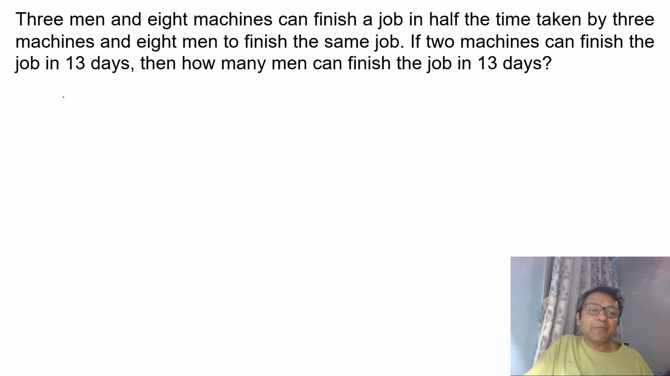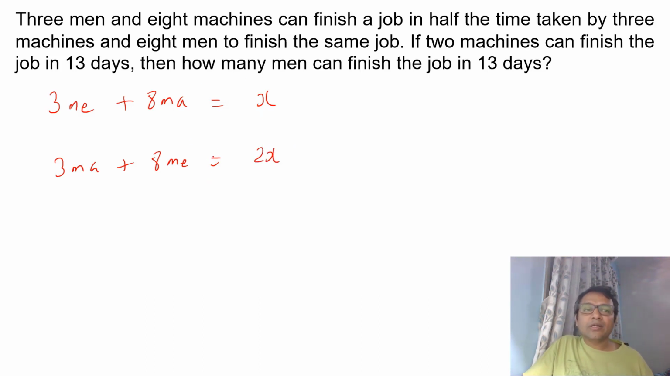3 men and 8 machines. So let's say 3 men and 8 machines can finish this job in half the time taken by 3 machines and 8 men. So if they take x number of days, then 3 machines and 8 men take 2x number of days. Normally if you have such an equation, I first prefer to make the days constant. So here it is x days, here it is 2x days. So first make it into x.